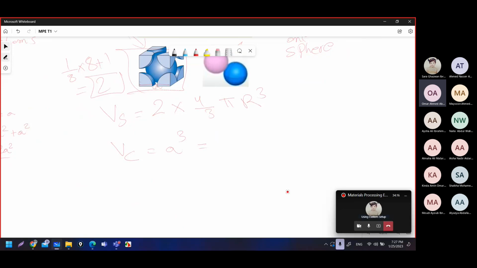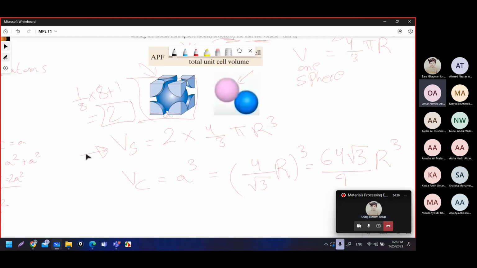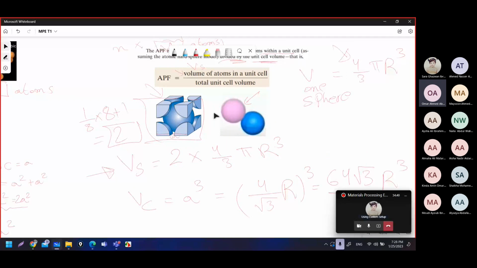So it will be like this: 4/√3 r cubed, and this will give you at the end 64 times √3/9 r cubed. Okay, so that is the volume of the unit cell. I have the numerator, the volume of the atoms or the spheres, over the volume of the unit cell itself. The volume of the unit cell itself already is the cube.